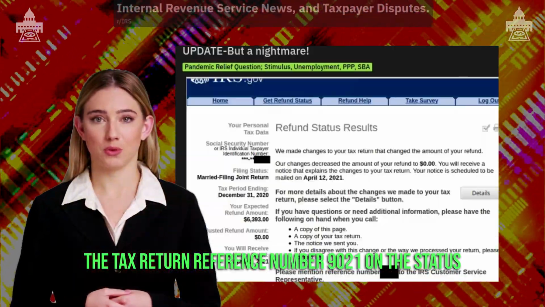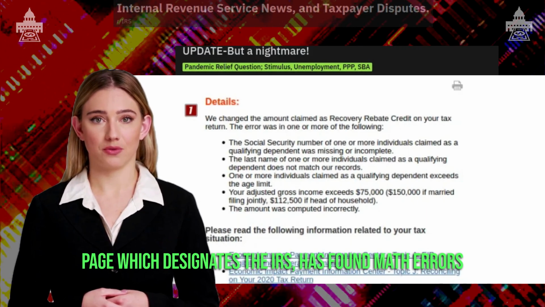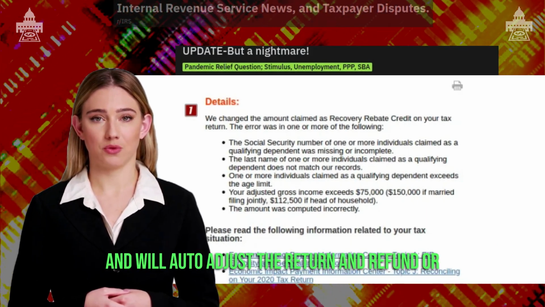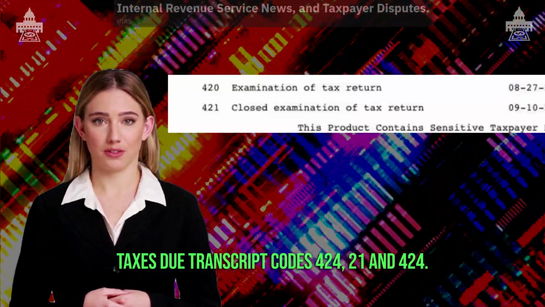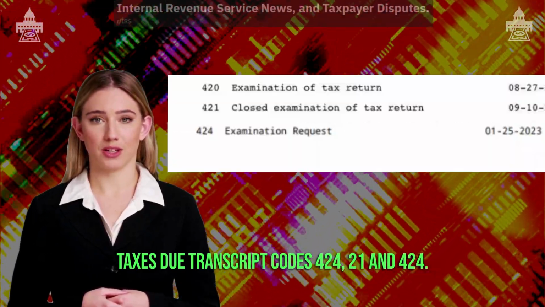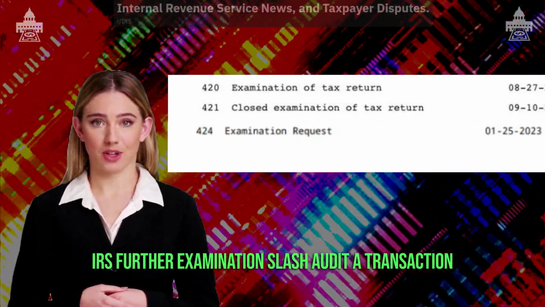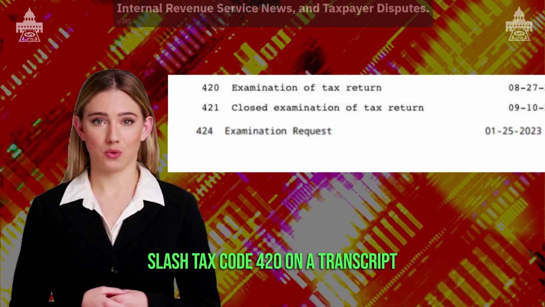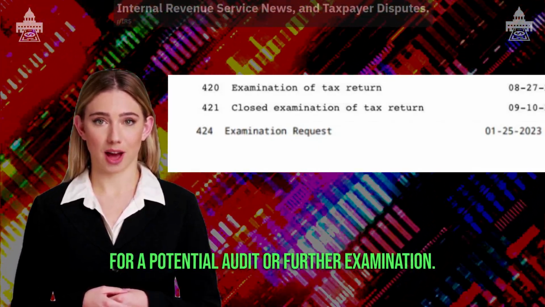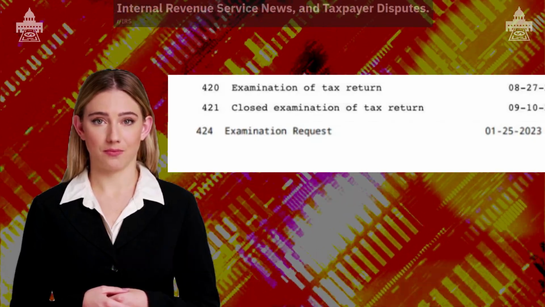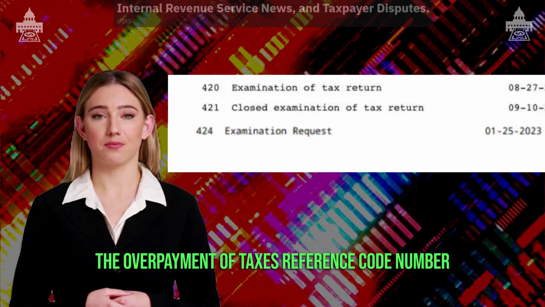Reference number 9021 on the status page designates that the IRS has found math errors and will auto-adjust the return and refund, or taxes due. Transcript codes 420, 421, and 424 indicate IRS further examination or audit. A transaction or tax code 420 on a transcript means the IRS pulled the tax return for a potential audit or further examination. This code means the IRS is sending the overpayment of taxes.